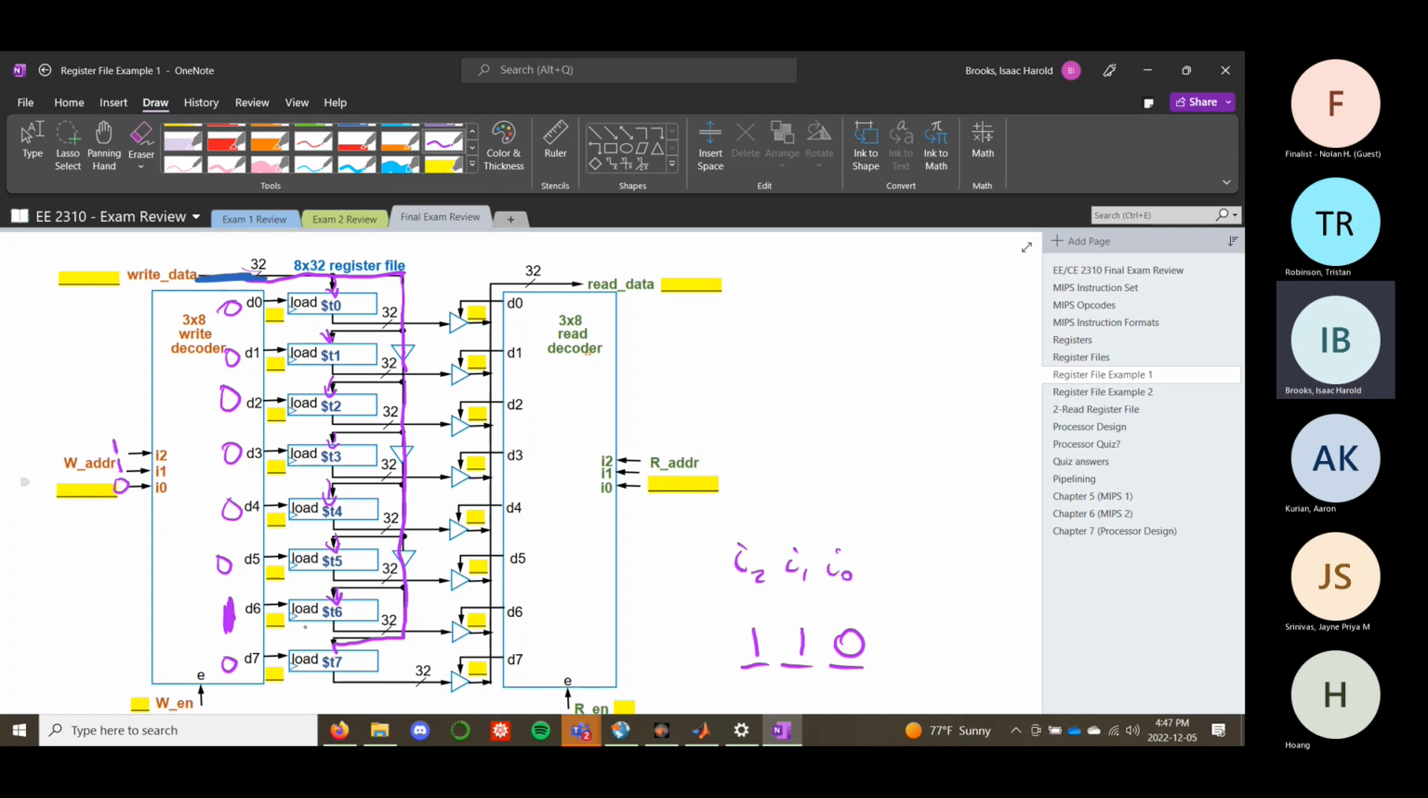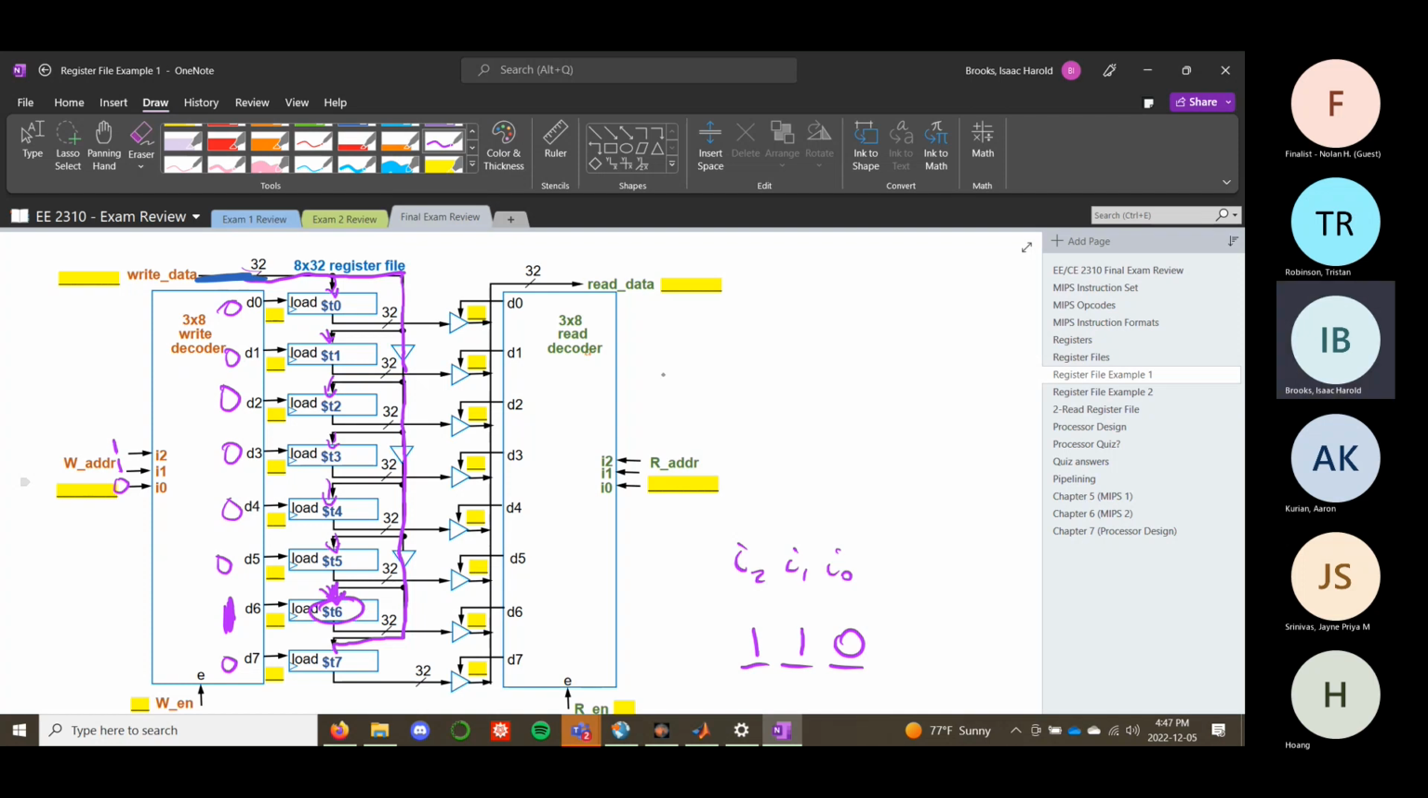So this 1 is saying we're going to load into T6 and we're going to not load into all the other ones. So this 32-bit number is here waiting to get into T6. We set the load signal high, and at the next rising clock edge, the contents of T6 are loaded with this 32-bit number.